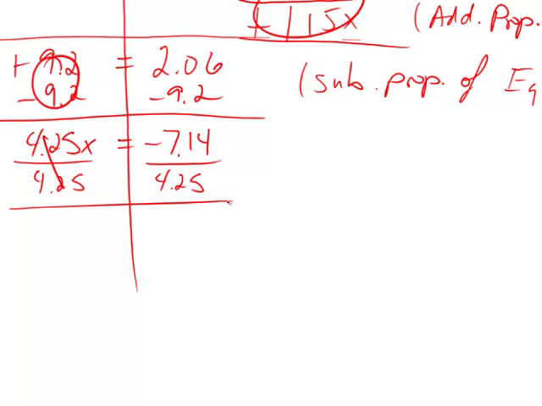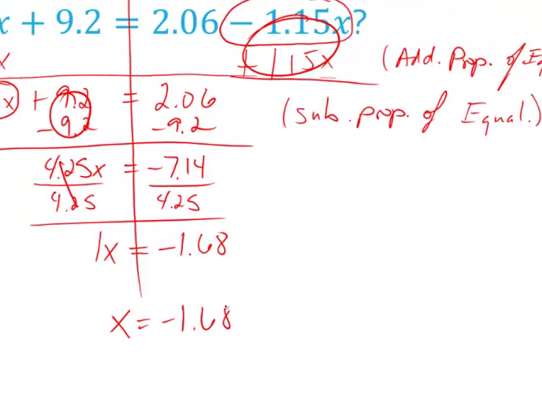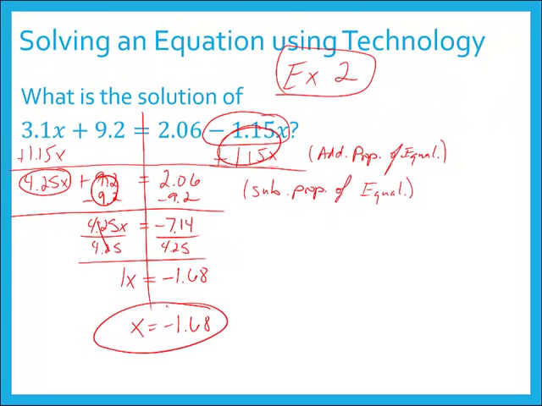That'll divide to 1. So we'll have 1x equals negative 7.14 divided by 4.25, which should be negative 1.68. So your solution is x equals negative 1.68. All right, oh, and this is the division property of equality.